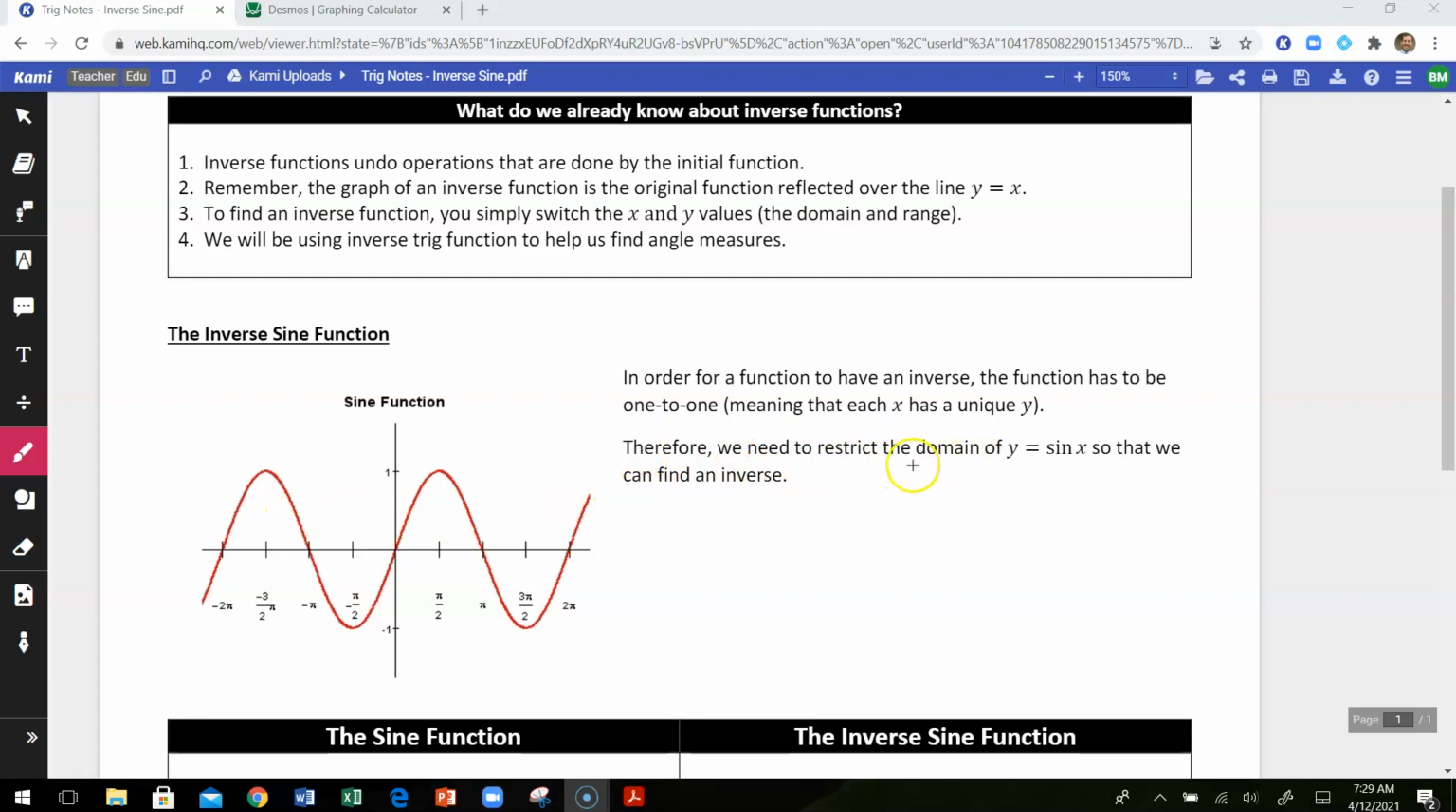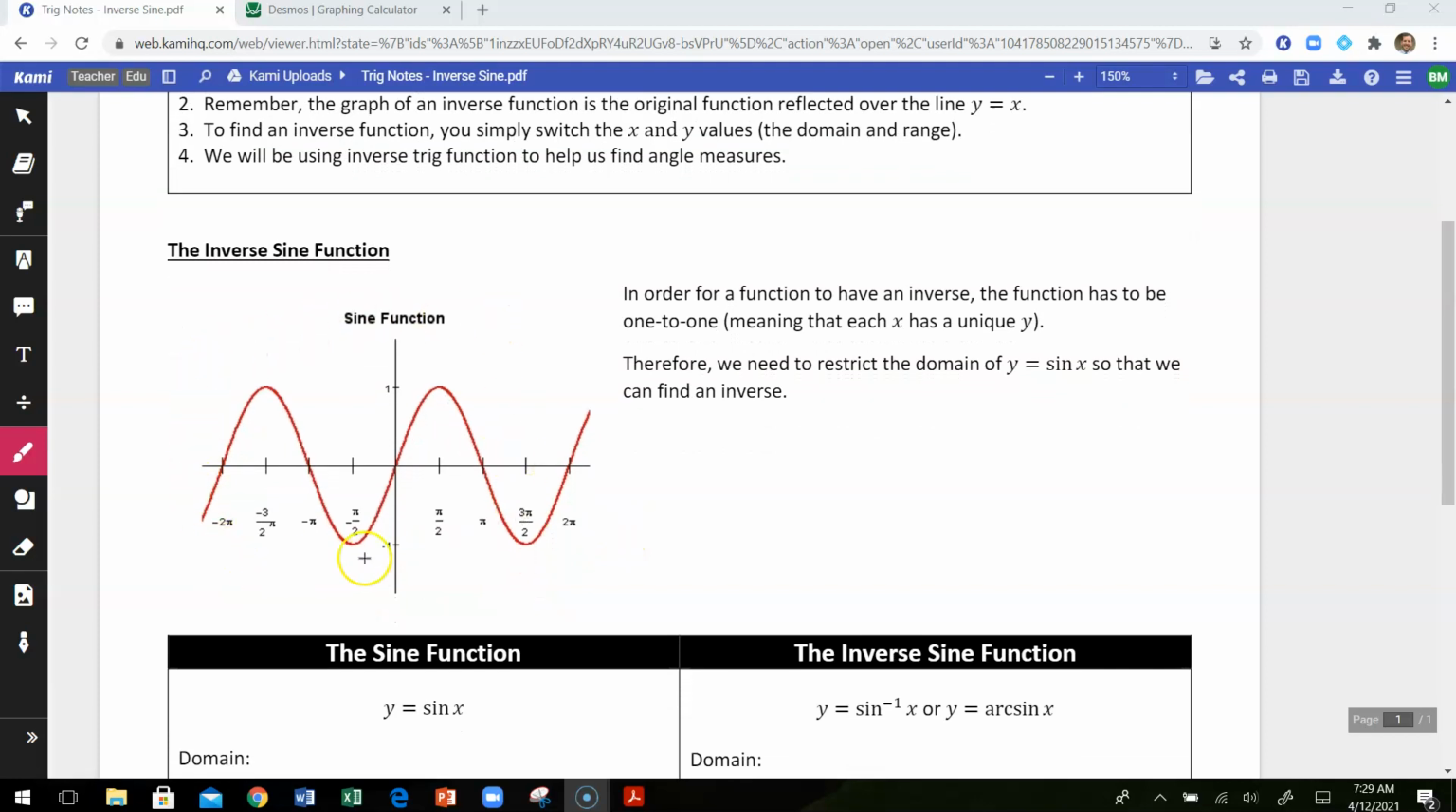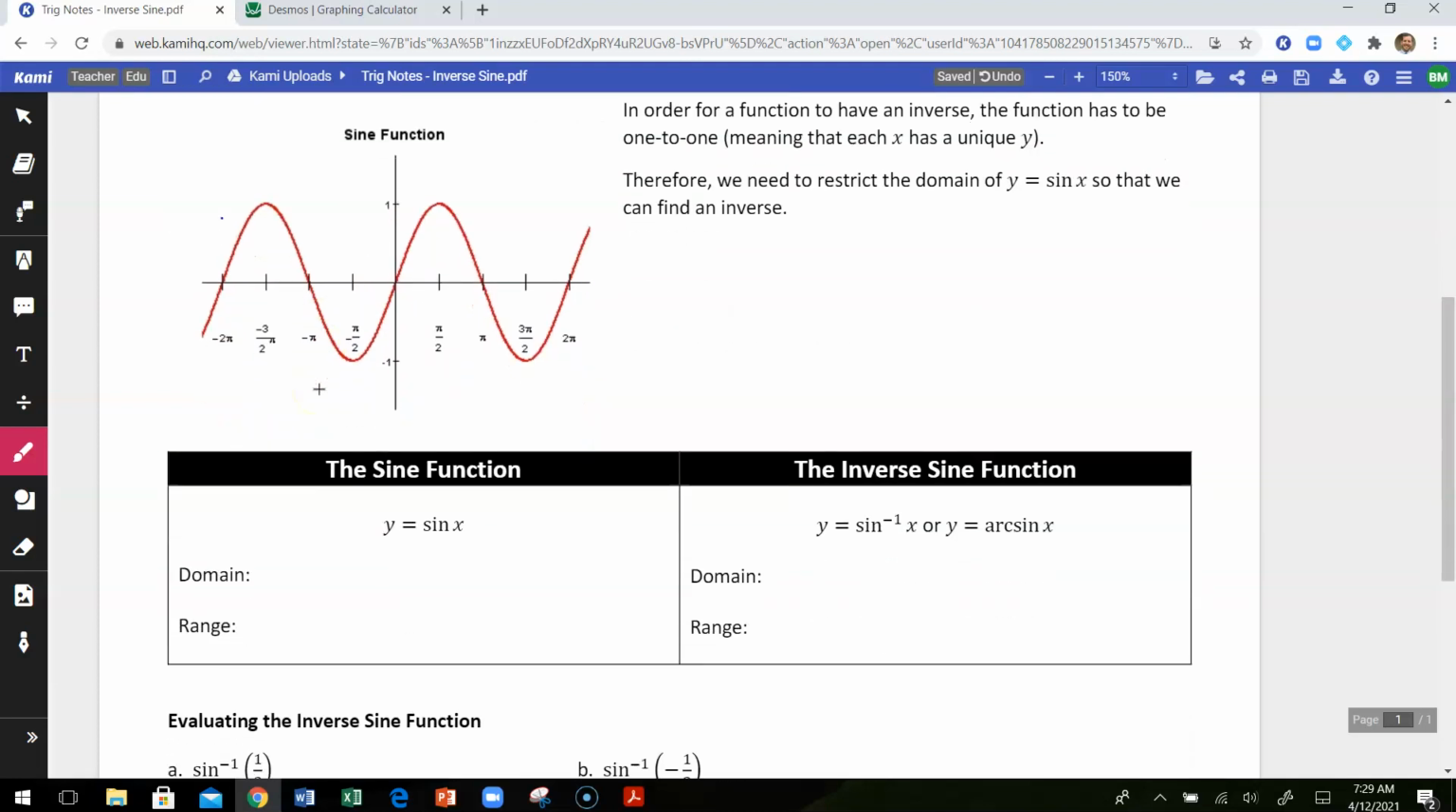So we have to restrict the domain of y equals sine x so that we can then find the inverse and that inverse be a function, right? So what I want to do is take just a snapshot of this where I get all unique y values so that when I do the inverse, those will be unique x values and therefore will be a function. Okay, so the domain of the sine function is all real numbers, right?